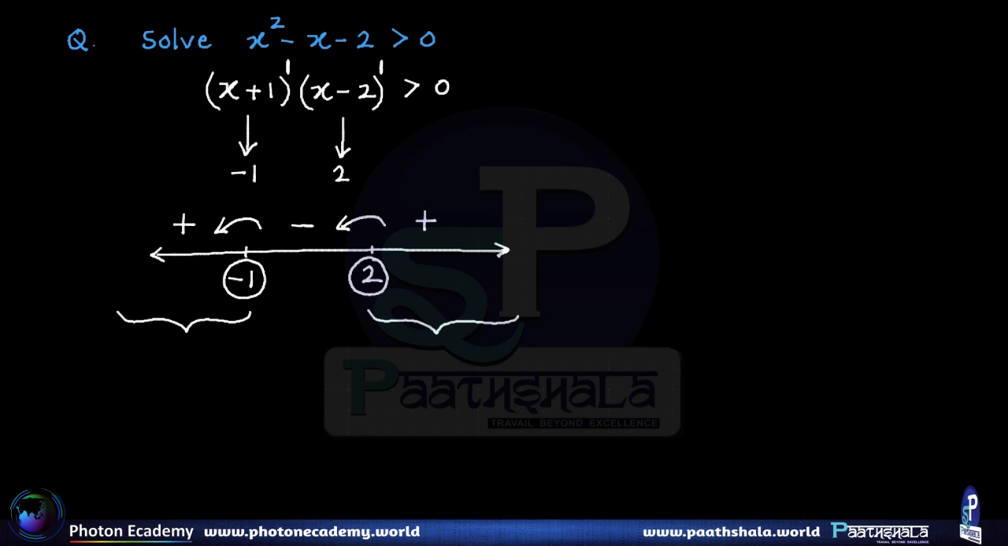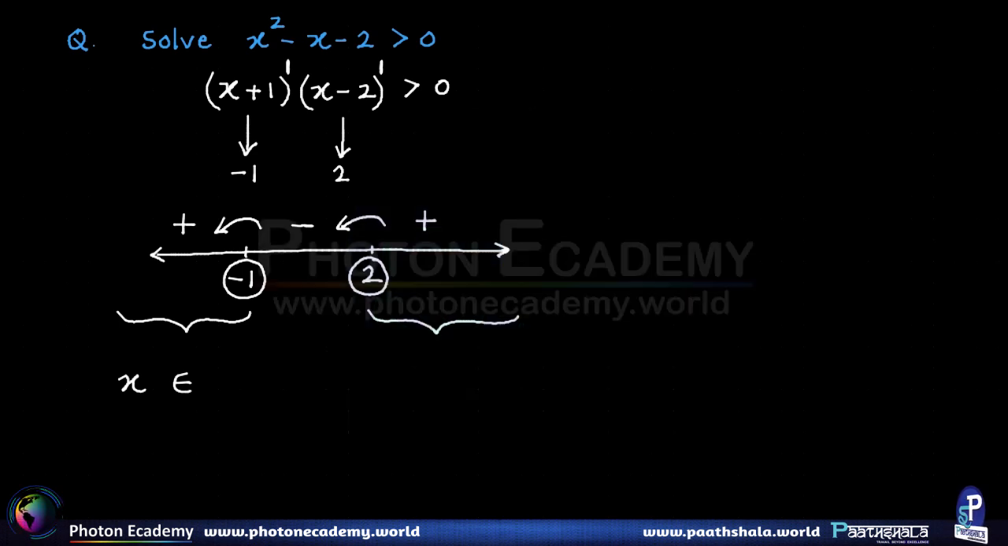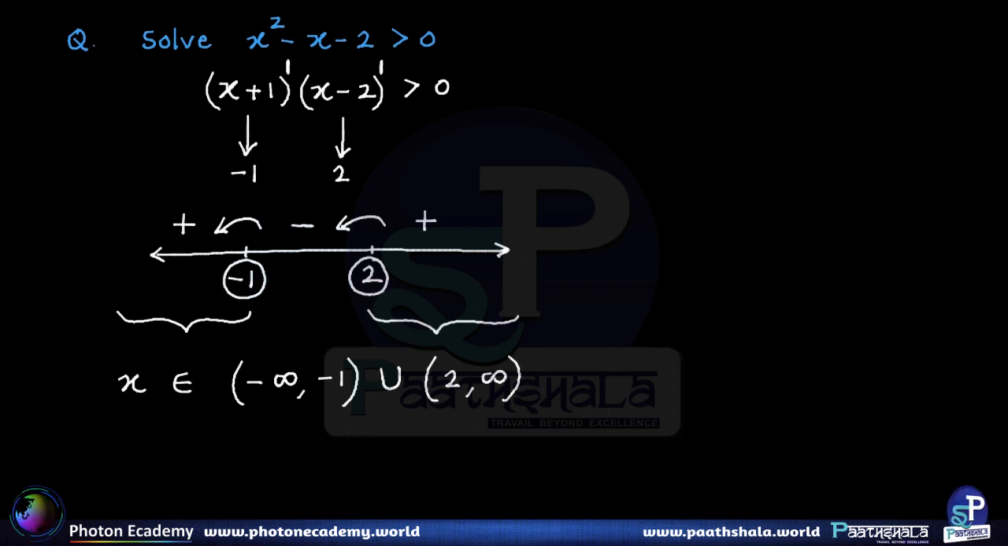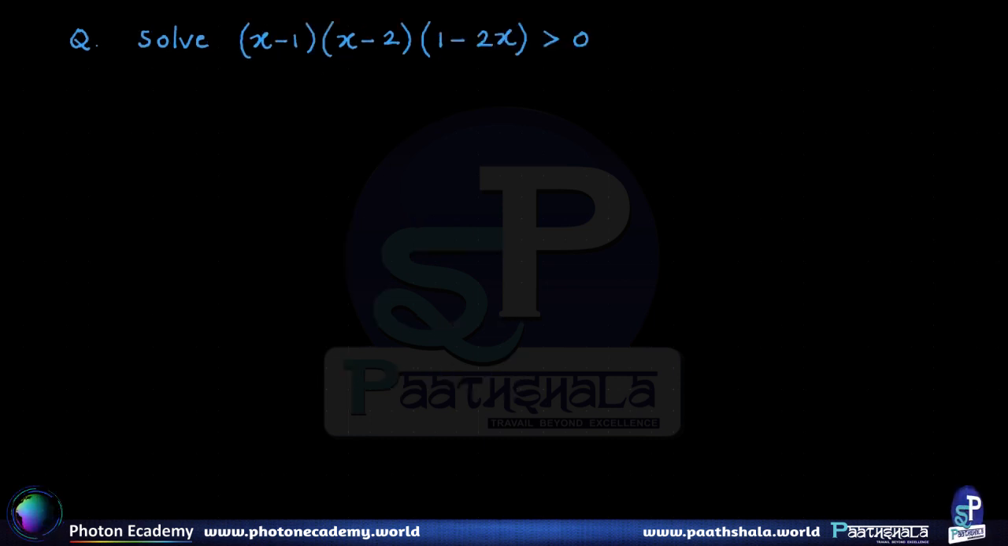So x must belong to these two intervals. Writing both of them together, the first interval is from minus infinity to minus 1. It's an open interval because equality is not included. Union the other interval, from 2 to infinity. So that's the solution set of the given inequality. Let's move ahead and see an additional sum.